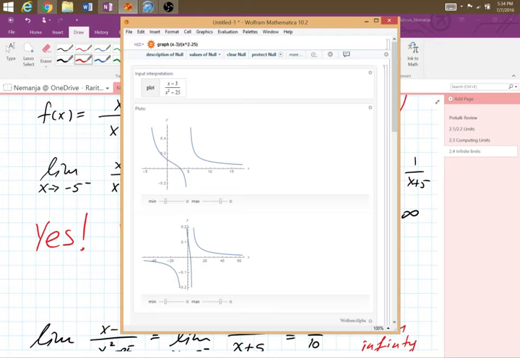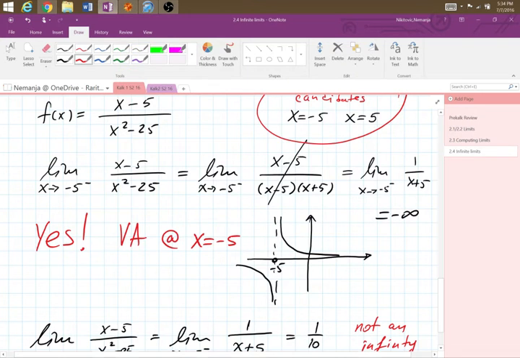In calculus, we can also look at the other one and distinguish between the hole in the graph and the vertical asymptote, because we have limits to prove it. So going back to our example, if the one-sided limit is infinity, we have a vertical asymptote. If the one-sided limit is a number, in our case 1 over 10, it is a hole in the graph. And that hole is at (5, 1/10) in this case.